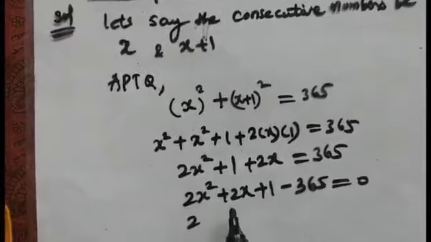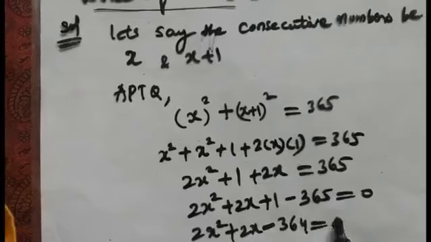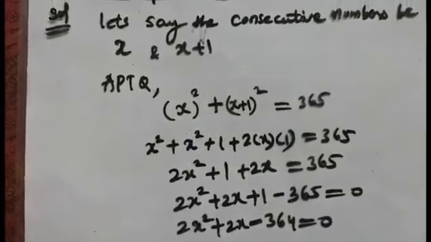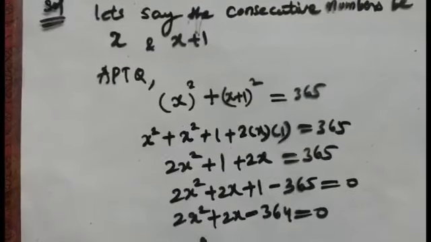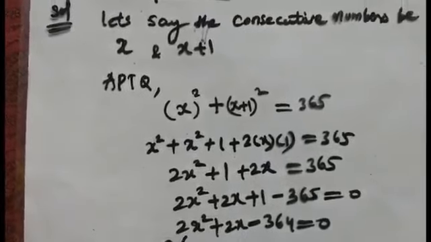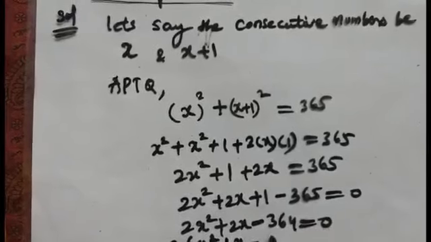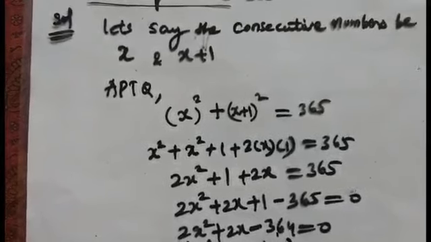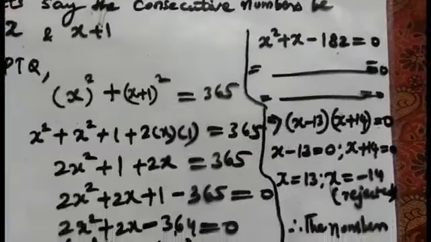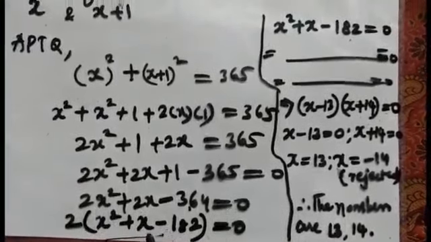2x square plus 2x minus 364 equal to 0 is a quadratic equation we got. Now it is up to us whether we want to simplify it more by taking 2 as common, then you can take it. So let's make it a little more simple. If I try out 2x square plus 2x minus 364, taking 2 as common, I get x square plus x minus 182 equal to 0. Now here you can see we have got the equation. I have taken 2 as common, so I got this quadratic equation.